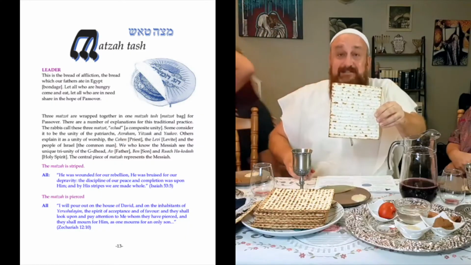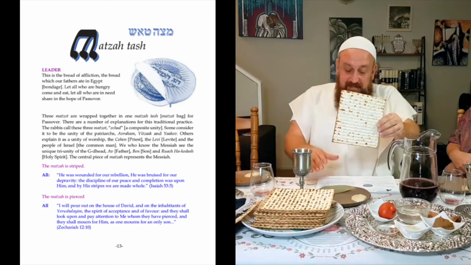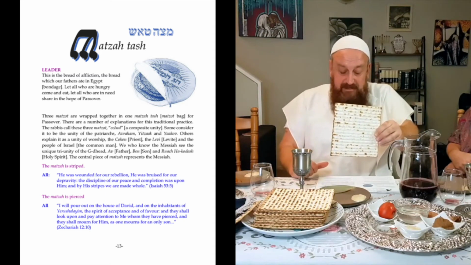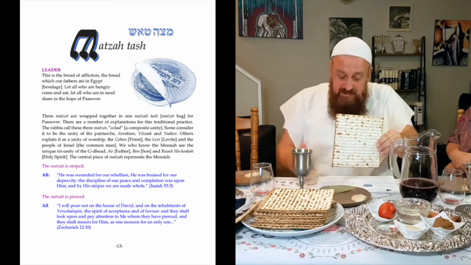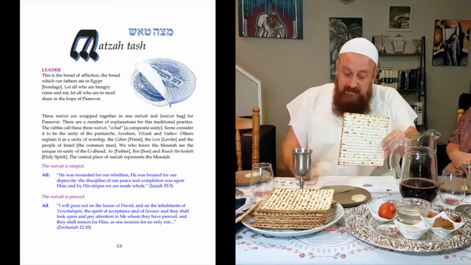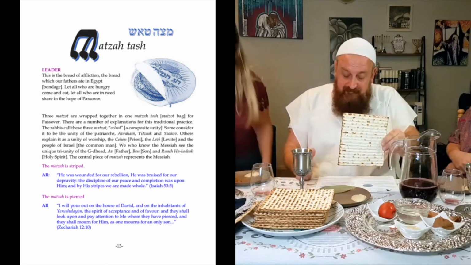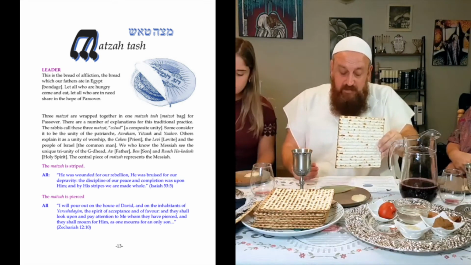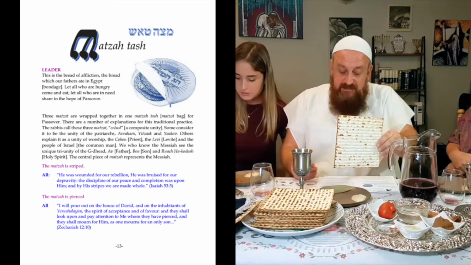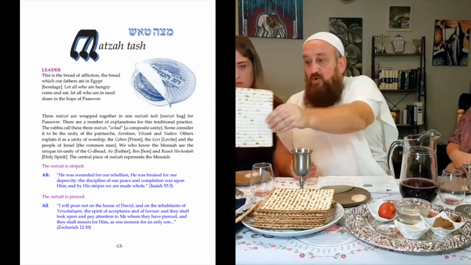Now let's all read together. Down the bottom third of the page, the matzah is striped together. He was wounded for our rebellion. He was bruised for our depravity. The discipline of our peace and completion was upon him, and by his stripes we are made whole.